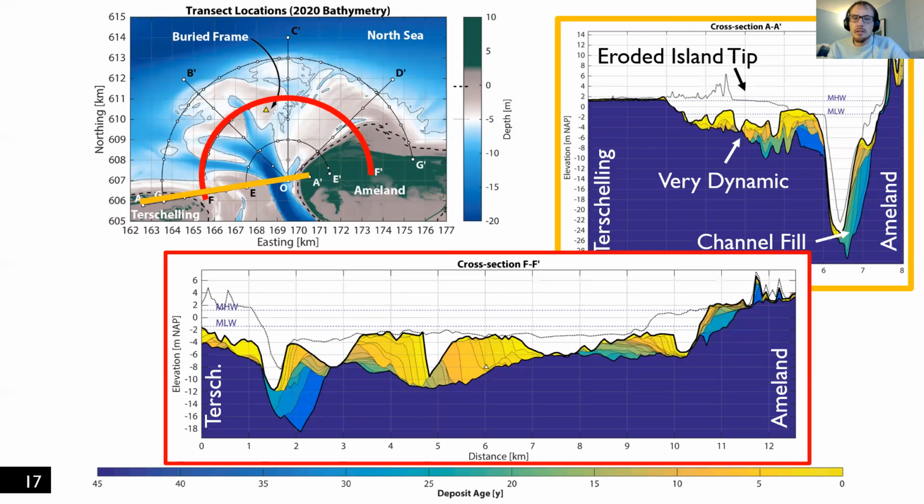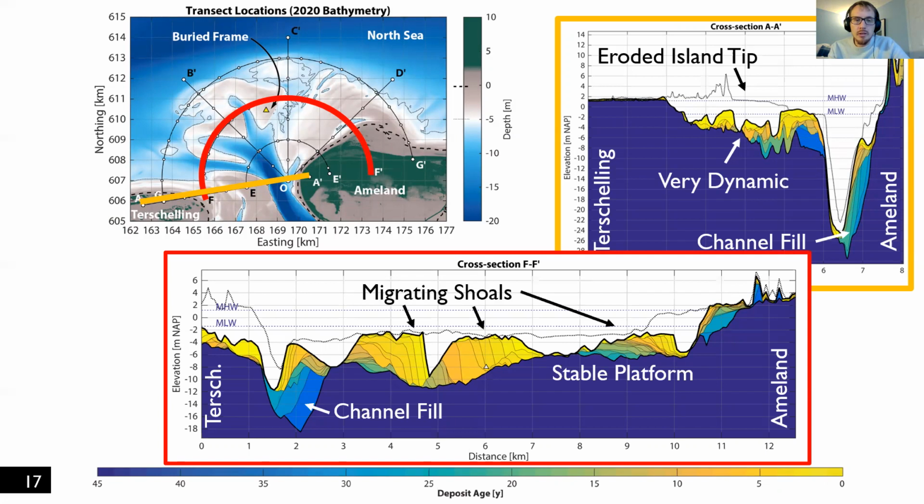Now, if we take a look at this arc transect around the whole ebb-tidal delta, we can see some other cool stuff. So at this point here, we have, again, more channel fill in this abandoned channel. And then on the other side of the inlet, we have this very stable platform. And what we see is that these big yellow shoals that we see out here tend to migrate in a clockwise direction around this stable platform.